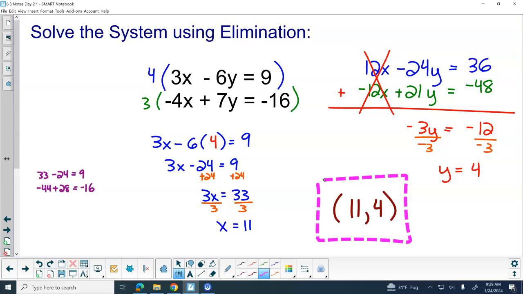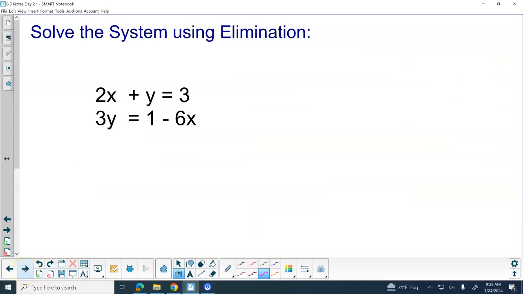Questions, comments, concerns, clarifications? Ooh, but you should have picked that up on the check. You know what I mean? Yep. Yep. All right. Here we go. Go for it. Using elimination.